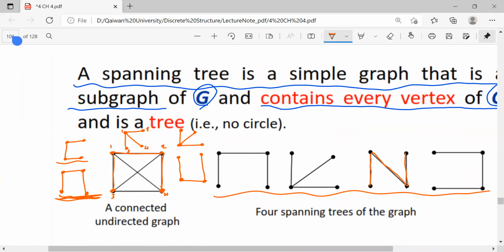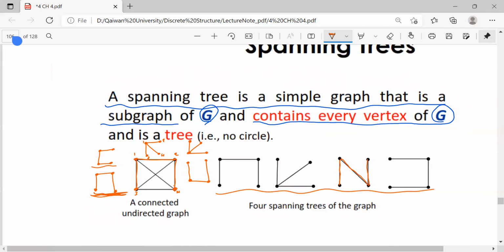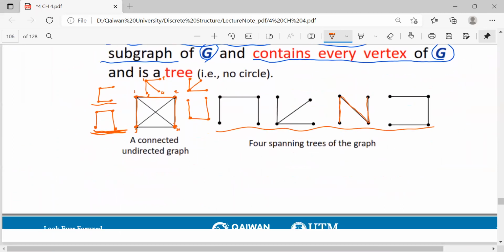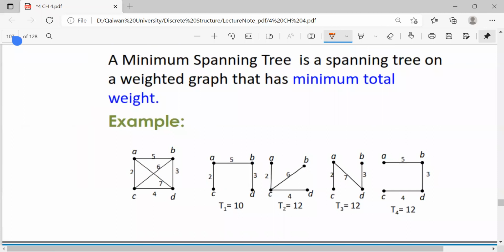And you should know that the spanning tree is not unique. We may have more than one spanning tree. These all are spanning trees for that given graph. Now, we have the minimum spanning tree.